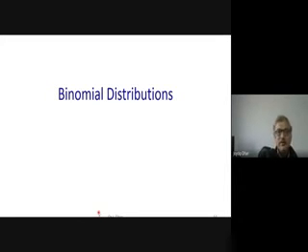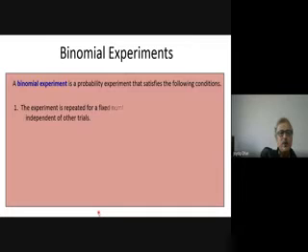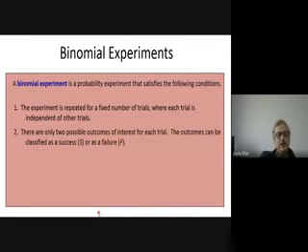So first I start with the simplest discrete distribution, the binomial distribution. All of you know the binomial experiment. A binomial experiment is a probability experiment that satisfies the following conditions. First, the experiment is repeated for a fixed number of trials, where each trial is independent of other trials. Second, there are only two possible outcomes of interest for each trial. That outcome can be classified as a success or as a failure.